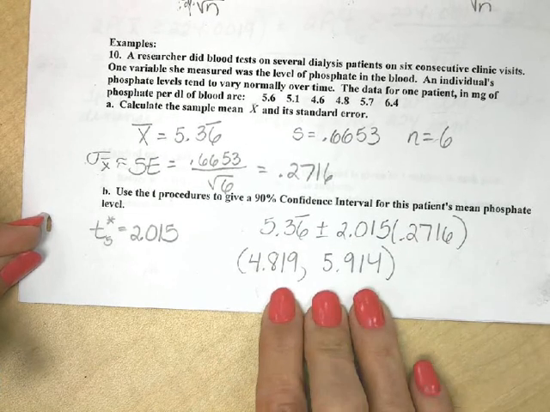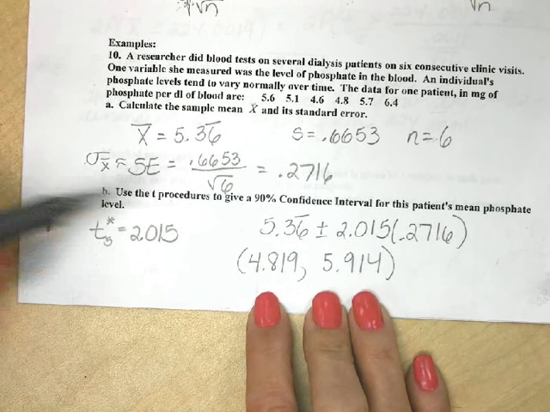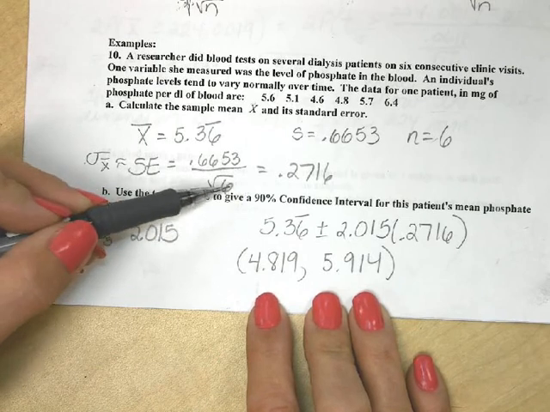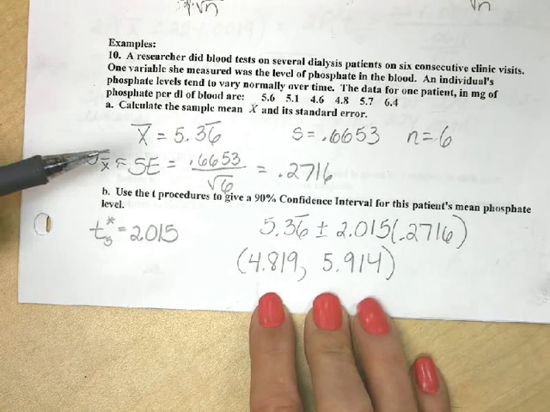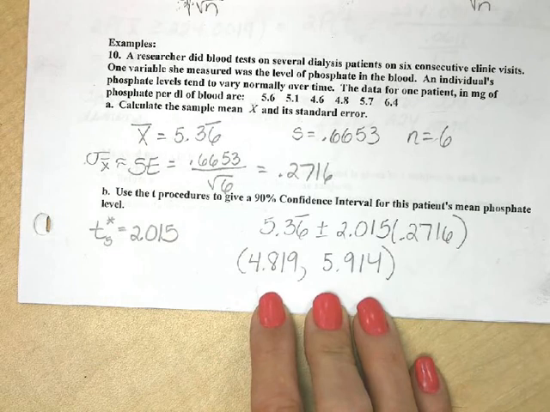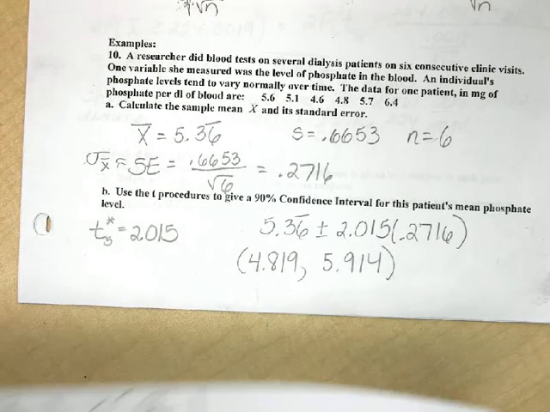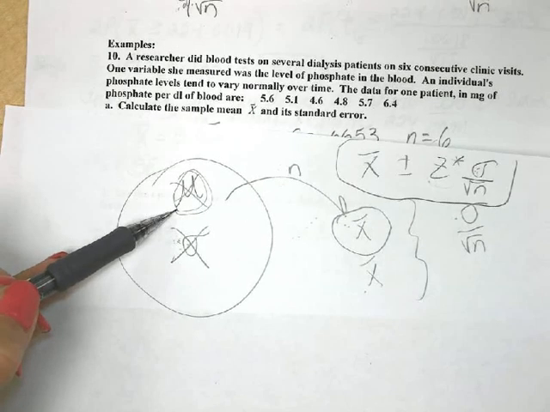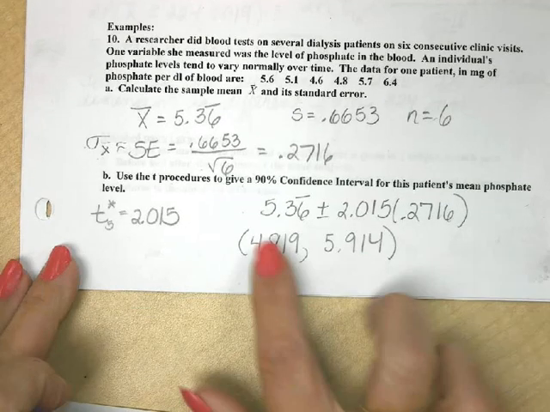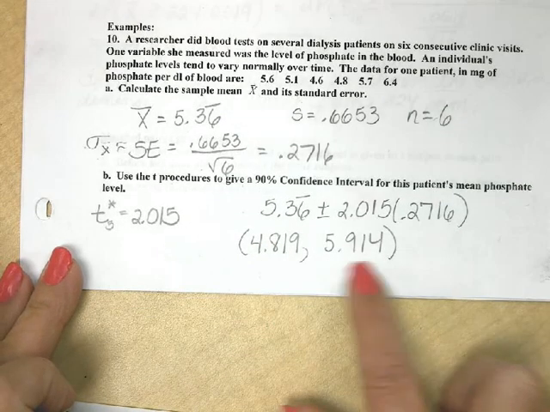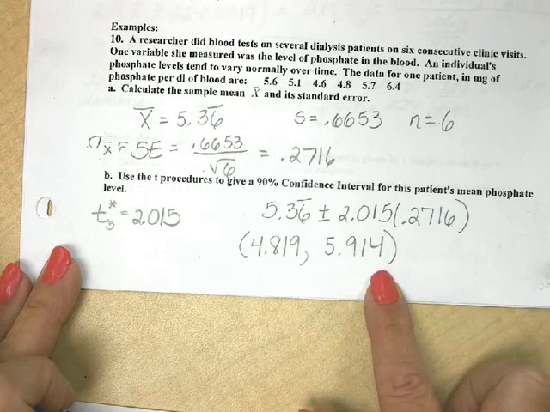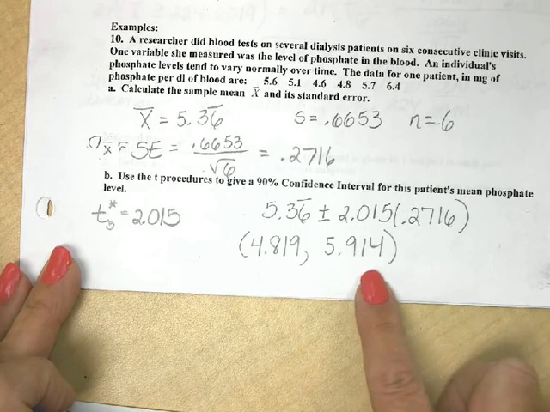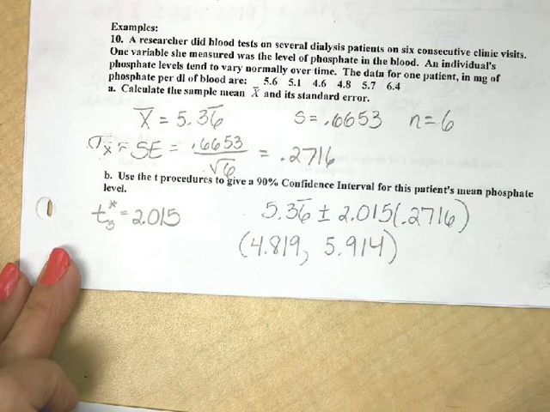I would interpret this the same way. I would say that 90% of calculated intervals will contain the actual population mean. So we're trying to find this person's phosphate level, the mean phosphate level. We're trying to get an interval estimate for this number. And 90% of the time when I crank out this type of calculation, this interval will actually contain this true population mean in there somewhere. But unfortunately, 10% of the time it's going to miss.